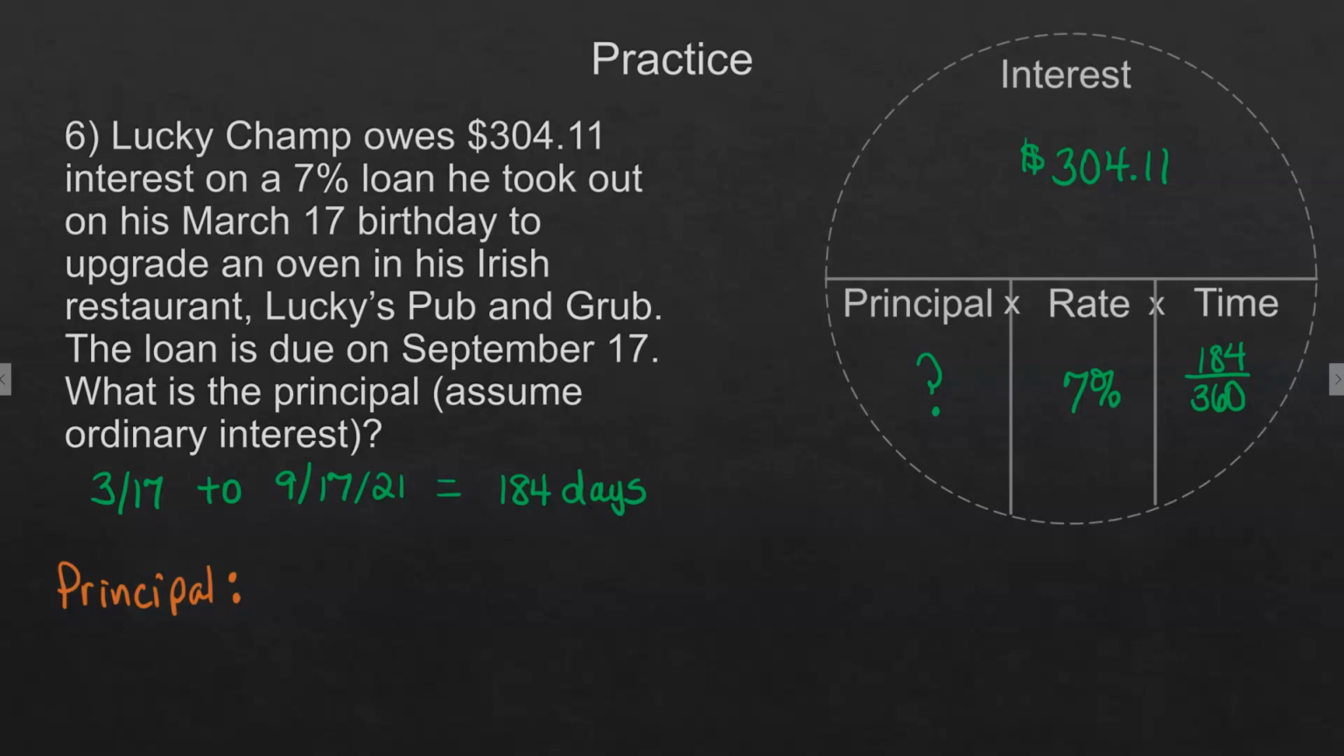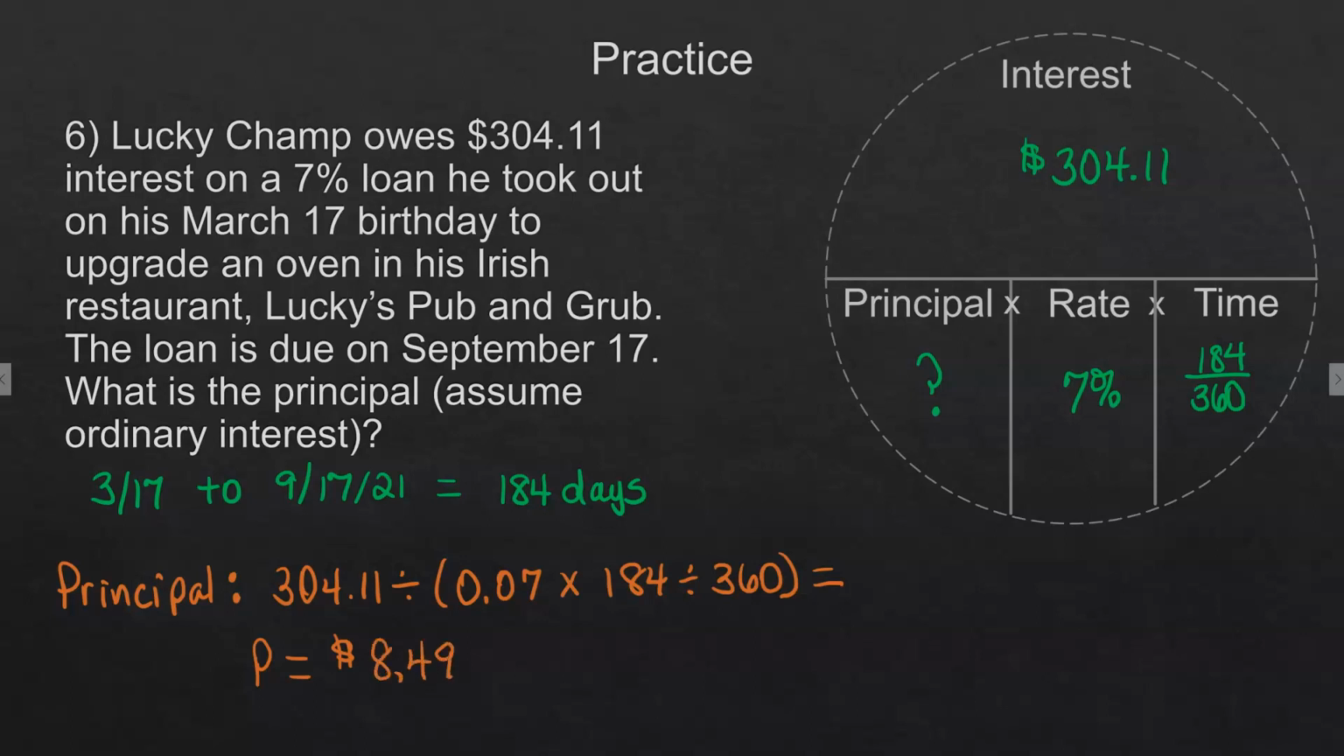My calculation then to find the principal will be this: 304.11 divided by 0.07 times 184 divided by 360. Close your parentheses, push your equal key, and you'll find that your principal is $8,499.97. Always be careful when you're rounding that you don't mess that up, because when you're off by a penny or something, you may miss it whenever you're on Connect.